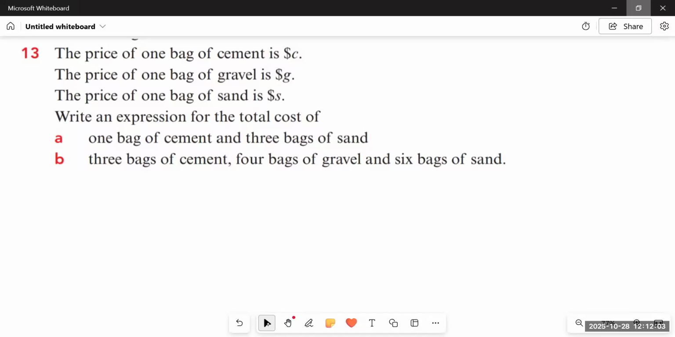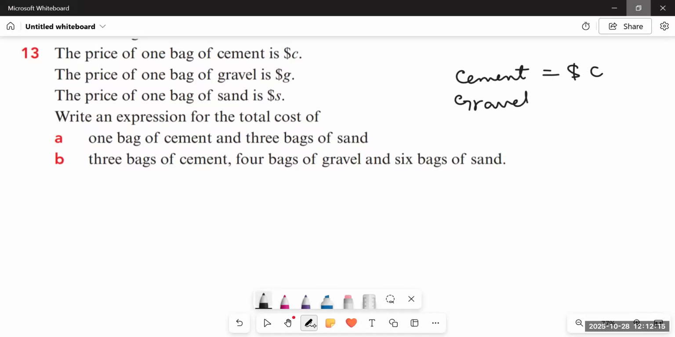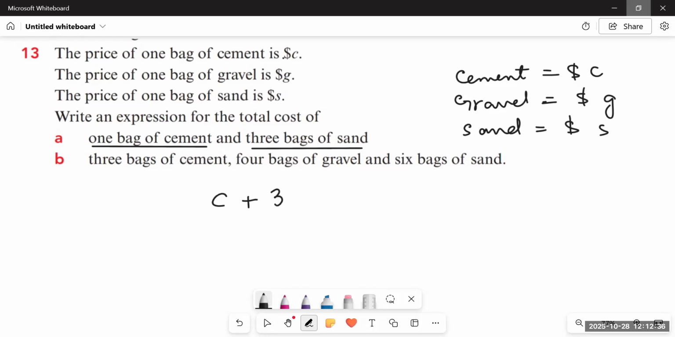Now the next question says the price of 1 bag of cement is $C. So 1 bag of cement equals C dollars. The price of 1 bag of gravel is G dollars. And the price of 1 bag of sand is S dollars. We just have to find an expression for the total cost of 1 bag of cement. 1 bag of cement is already given. It's C. And 3 bags of sand, so it would be 3S.